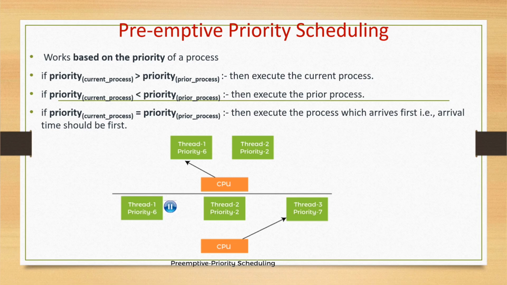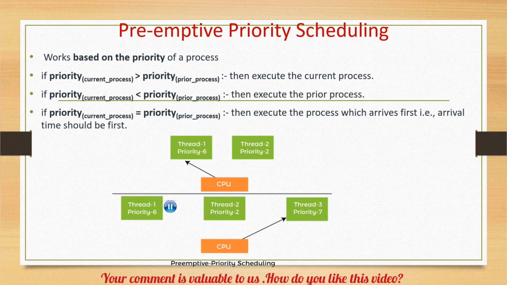Last is preemptive priority scheduling, which means it is based on the priority of the work. Suppose we have various tasks to do, and as per the example, suppose we have a CPU one, and thread 1 has a priority of 6, and thread 2 has a priority of 2, meaning thread 1's priority is higher than thread 2. So the CPU will choose thread 1 first and thread 2 later.